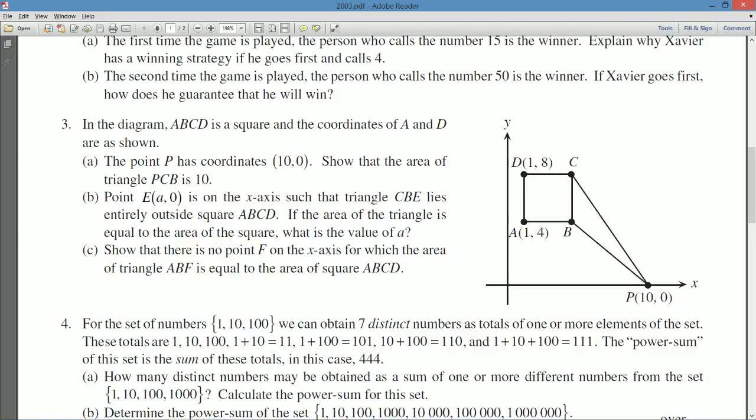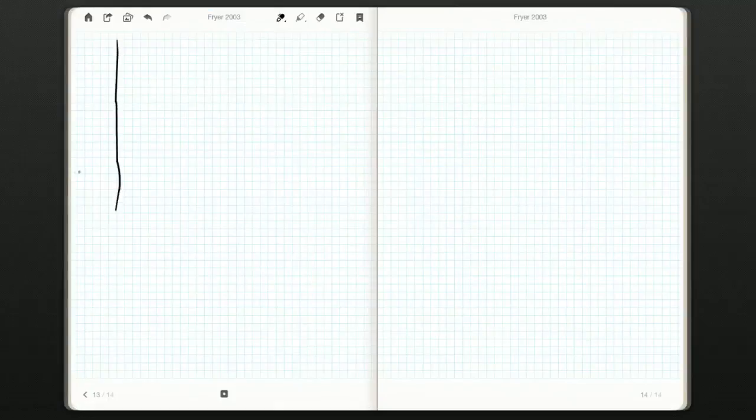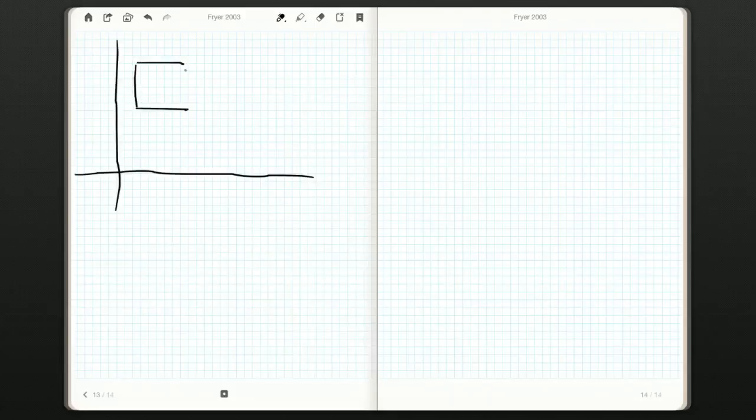How about we draw our picture? We'll just draw a copy of our picture on some fresh new paper. Let's try to make our axes as nice and clean as possible. I'm not going to exactly be using the grid paper. Why do I even bother having the grid paper if I'm not going to use it properly? D is at 1, 8. A is at 1, 4. We know this is a square, so that'll probably help us figure out the coordinates of C and B.